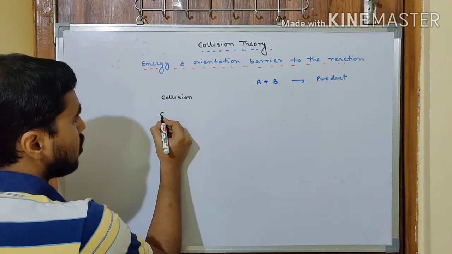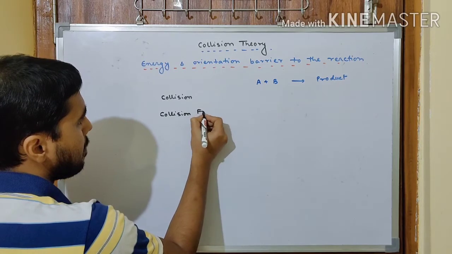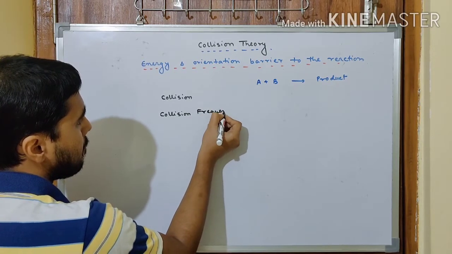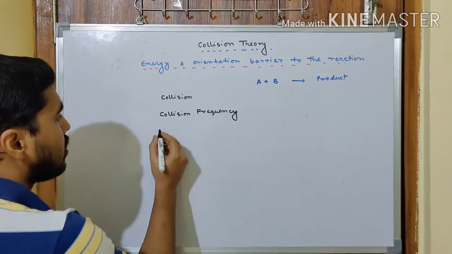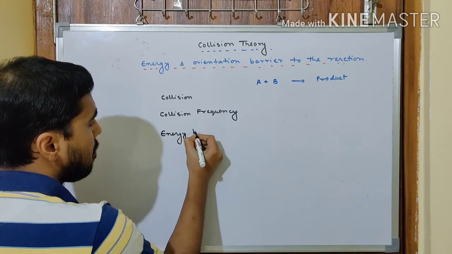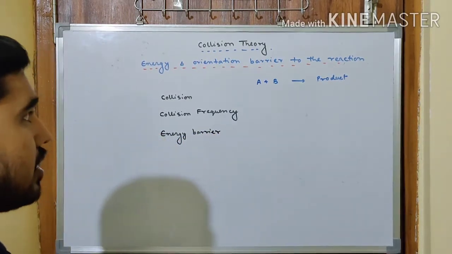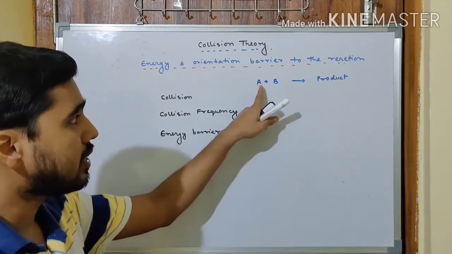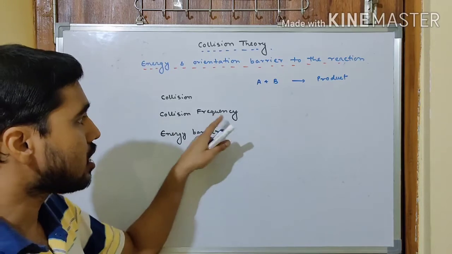Next is collision frequency. And then we will discuss about energy barrier. So let us discuss about these three things first. First is collision. That means the reacting species must collide with each other. Next is the collision frequency.